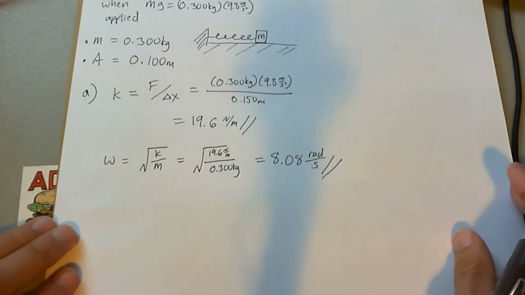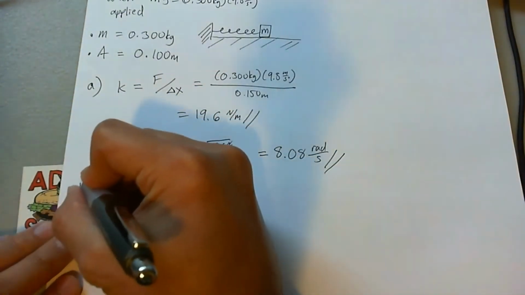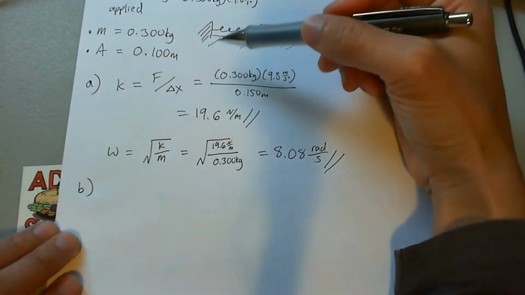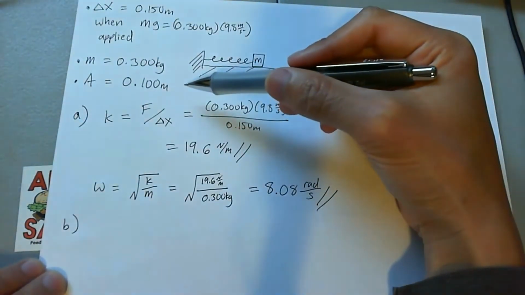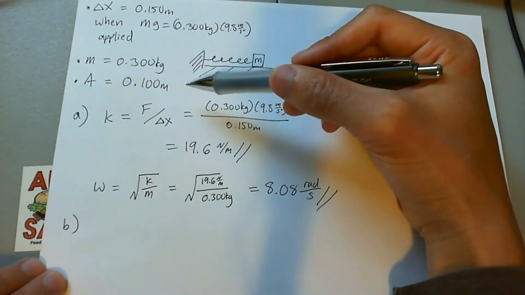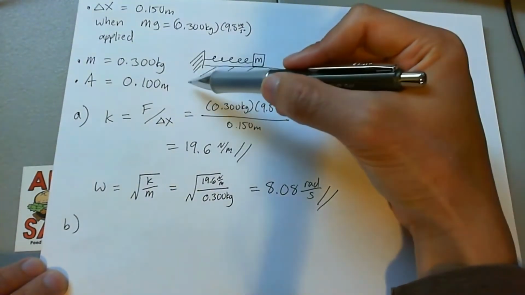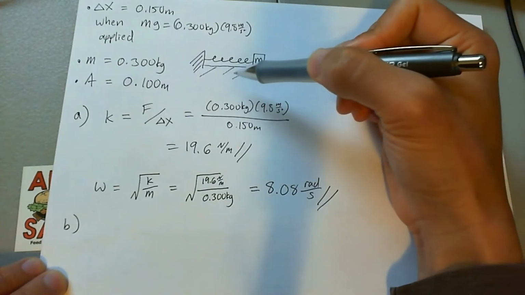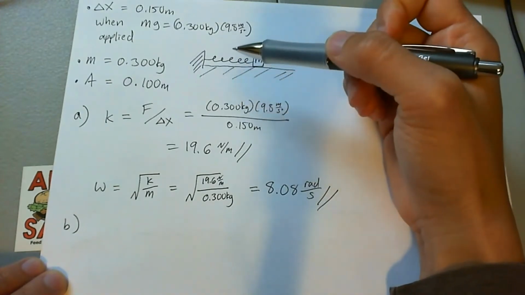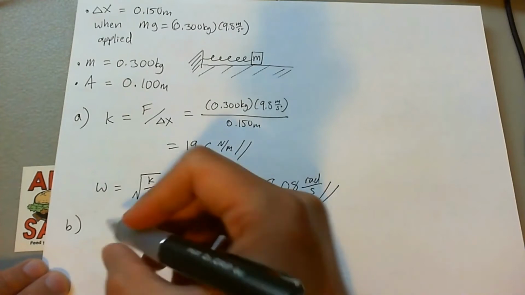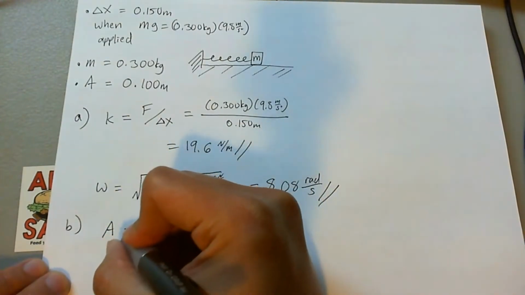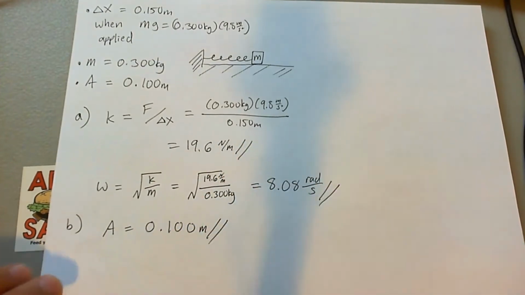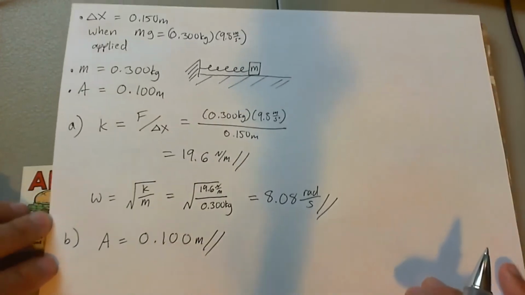Now for B, they're asking you the amplitude of the horizontal oscillations. Well, I wrote down the fact that it was stretched 0.1 meters and then released. If it's released from rest, you know that it's never going to go greater than 0.1 meters from equilibrium. So that means the amplitude is going to be 0.1 meters. That ends up being a very simple read-the-question kind of problem. So the amplitude is 0.100 meters, and we are done for part B.